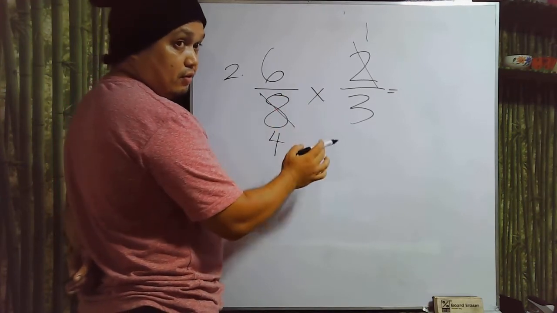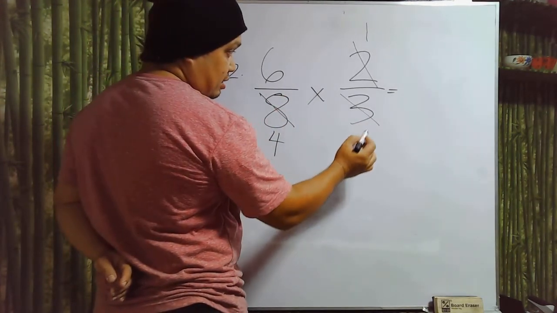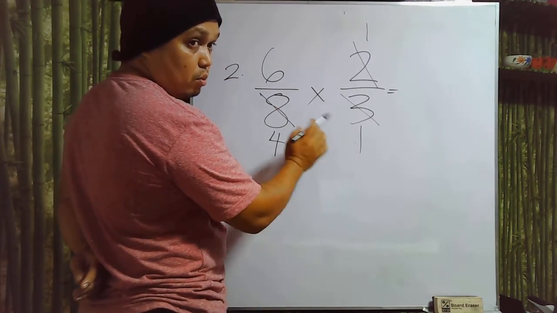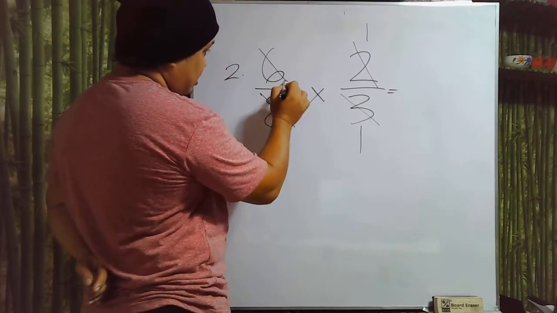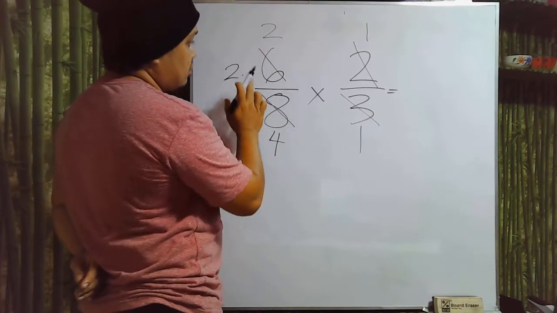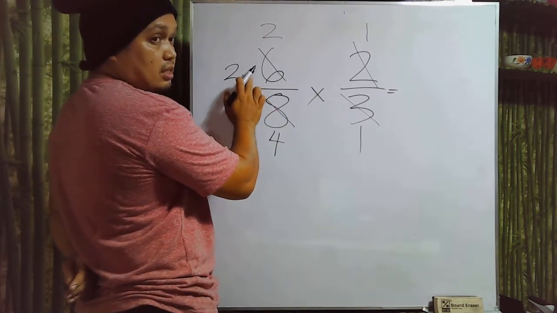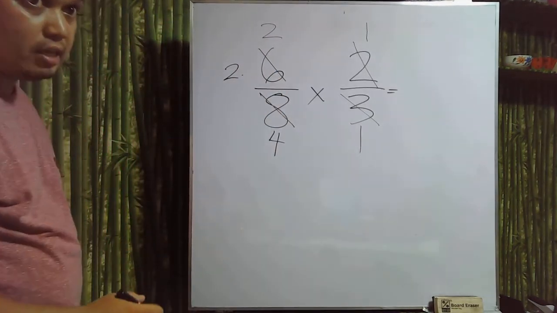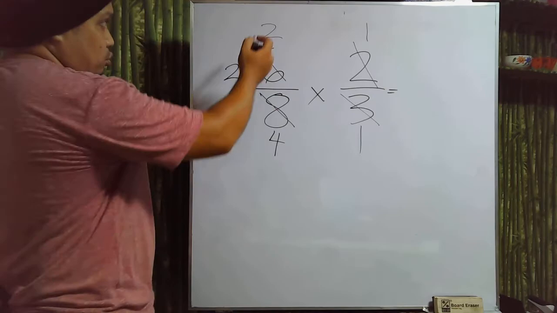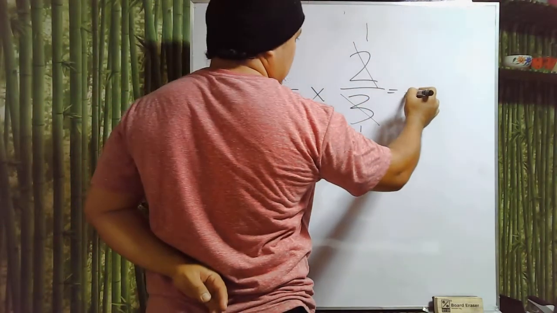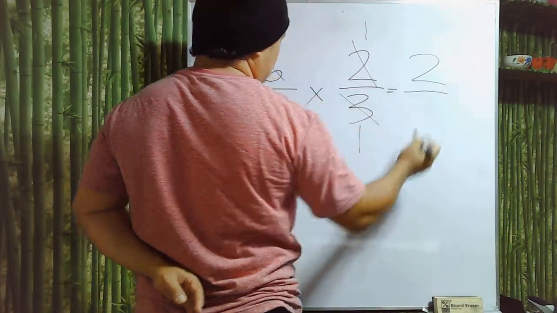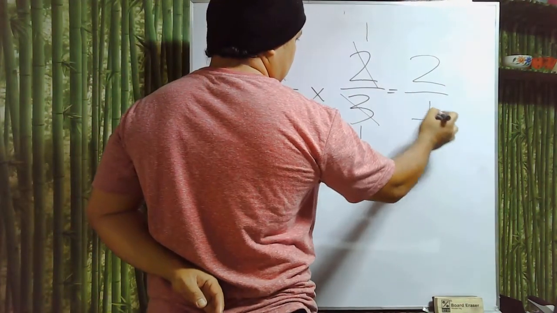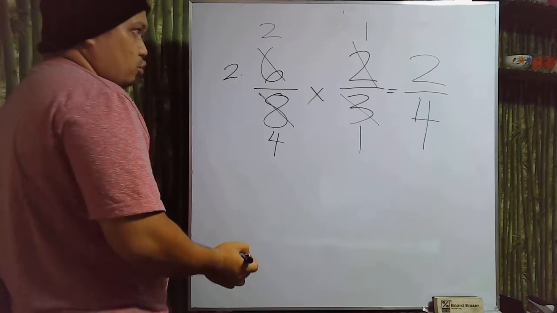Now 6 here and 3, you can divide them both by 3, because they are divisible by 3. So if you divide them, 3 divided by 3 is 1. So 3 here is no longer 3 but 1. Now 6 divided by 3 is 2. Now 6 here is no longer 6 but 2, because we have cancelled their process. Okay, so we can now multiply. Now 2 times 1 is 2, while 4 times 1 is 4. Okay, so we have 2/4.